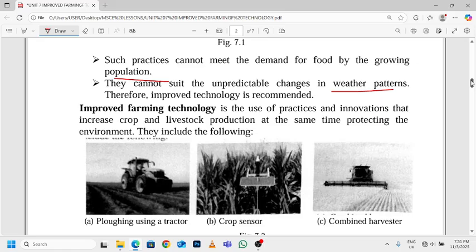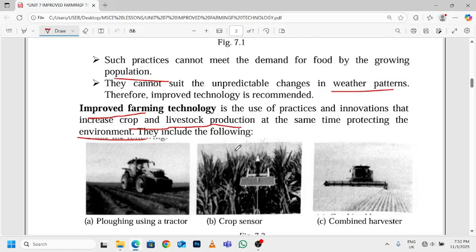So that's the first category of farming technology. The second one is improved technology. So improved technology is now the modern ones. This is the use of practices and innovations that increase crop and livestock production. Okay. So as we are increasing the livestock and crop production, we are also focusing on protecting the environment.